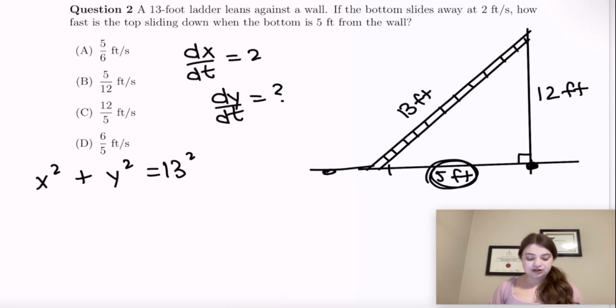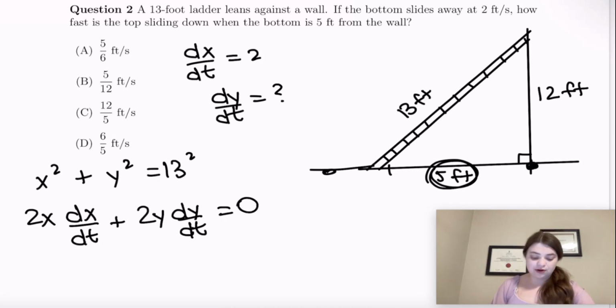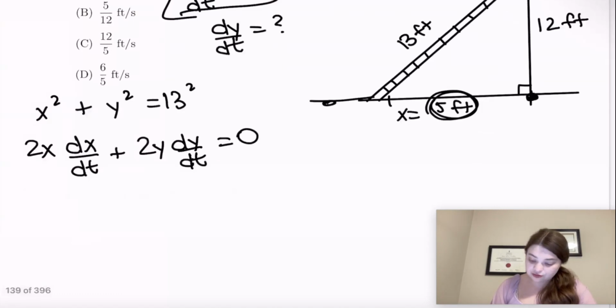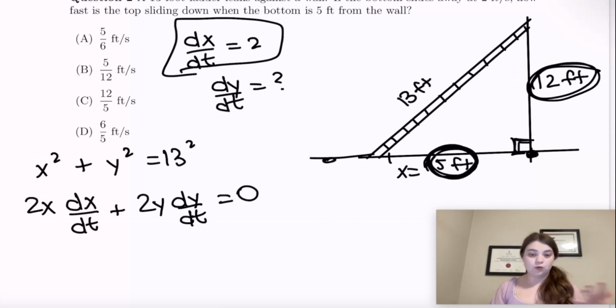Okay, so now I'm going to differentiate both sides with respect to time. So we're going to get 2x dx/dt plus 2y dy/dt, and that's going to equal 0, right? Because what's the derivative of a constant like 169 or 13 squared? 0. Okay, so now I'm going to plug in what I know. I know that x is equal to 5 in this particular situation. I know that dx/dt is 2 as well. And so I'm going to plug those things in. I also know that y must be 12, right? We know that when x is 5, y must be 12 due to the Pythagorean theorem and the fact that this must be a right angle where a floor and a wall meet.